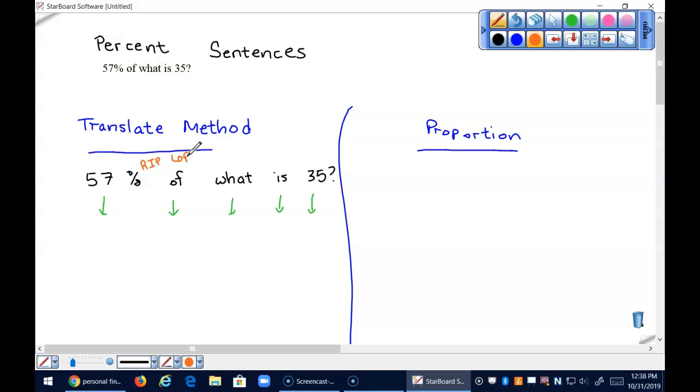So am I going into or out of percent? I'm going out of percent. It's already a percent. So out of percent, go to the left, 0.57. Okay, of means multiply. What means y. Is means equals. 35 is a number. It just stays 35. So translate there.